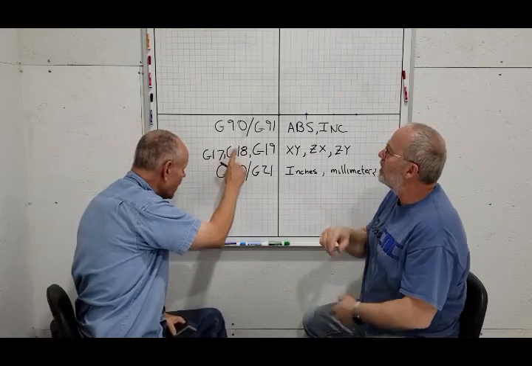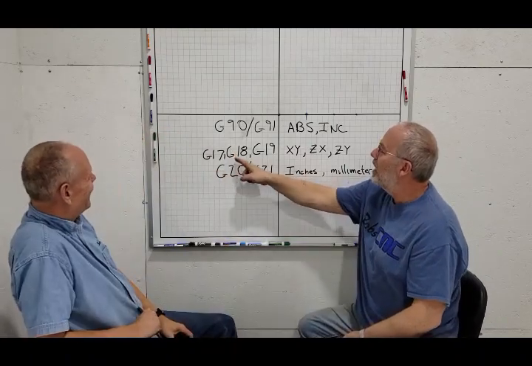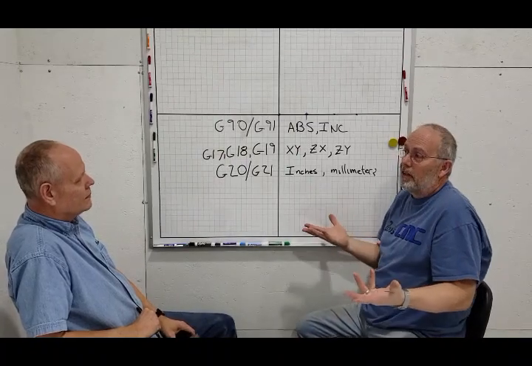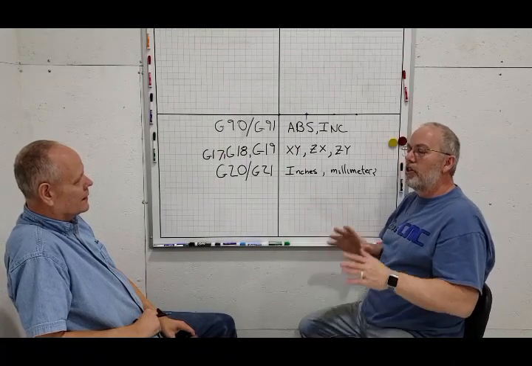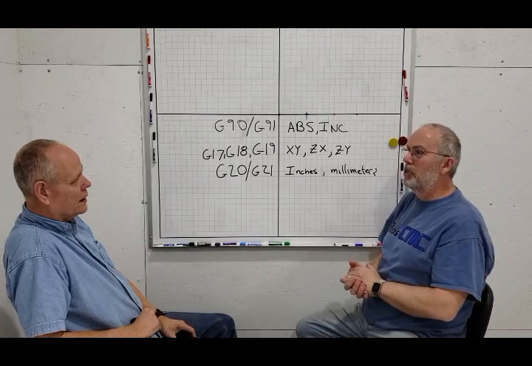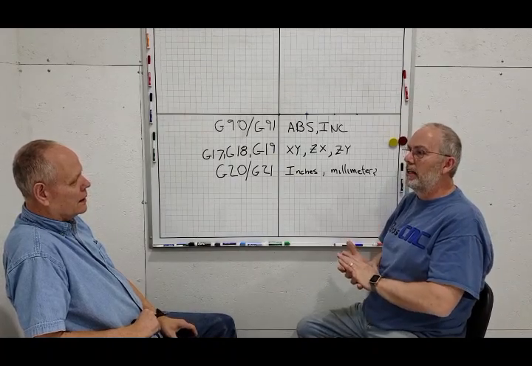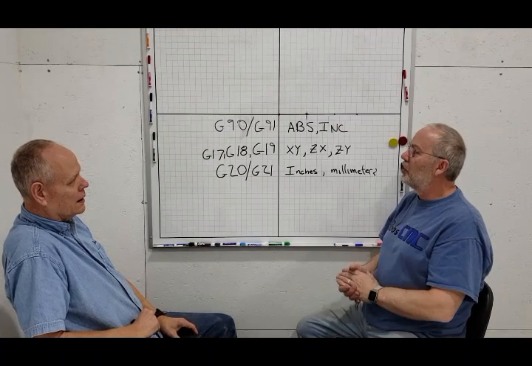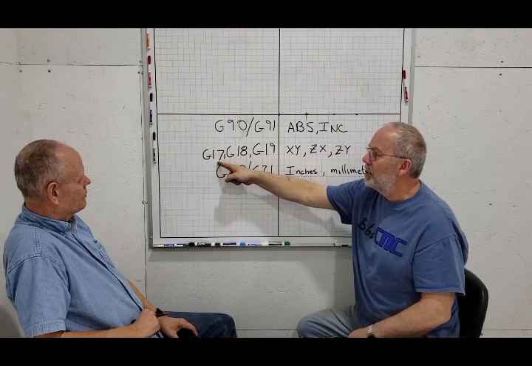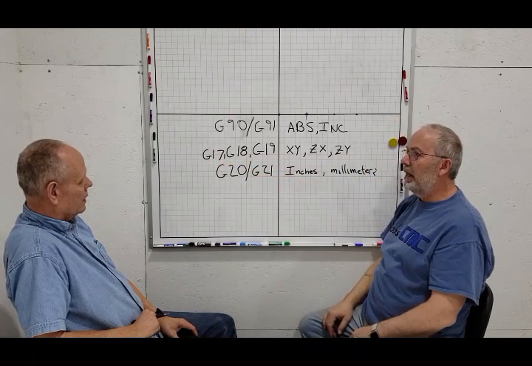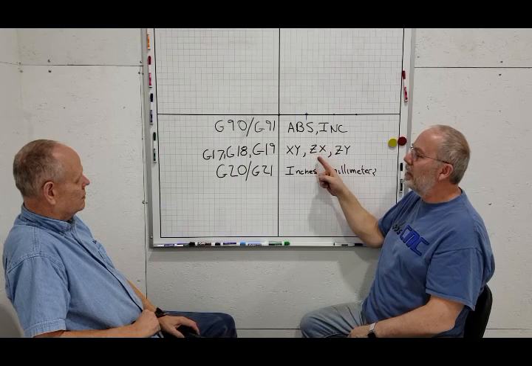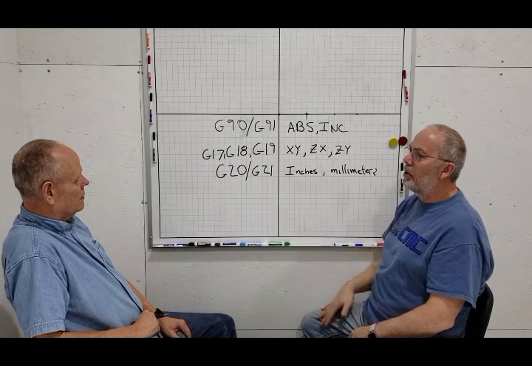So the next one is there's a G17, a G18, and a G19. What are these? This really defines the plane that you're cutting in. The good news is most hobby machines are XYZ machines, and they are cutting in the XY plane. So you could actually eliminate this from your G-code file, but you're going to see G17. If you saw G18, it would actually be in the ZX plane, which is not your coordinate system.